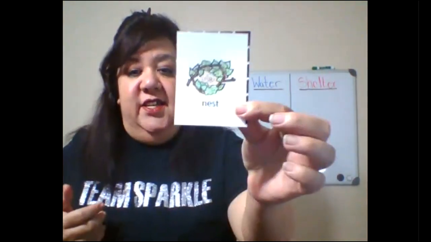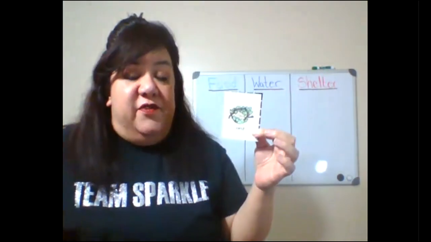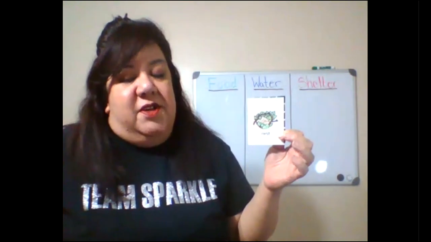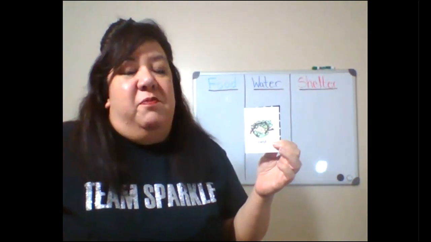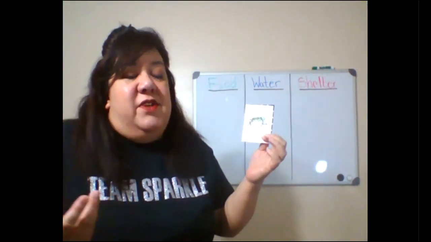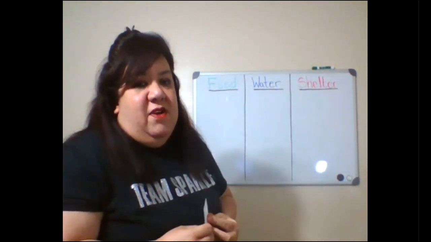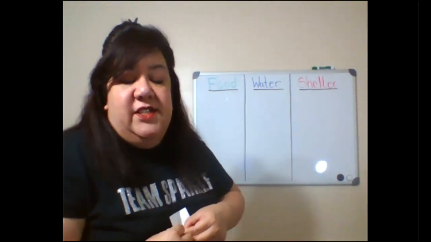The first one I have is a nest. Nest, okay. Can we eat it? Is it food? Well, there's some cultures that like to eat something called bird nest soup. That's another story for another time and another day. But normally we really don't eat bird nests. And it's not really water. We don't drink it. So I'm going to put this as a shelter because that's someplace where birds live.